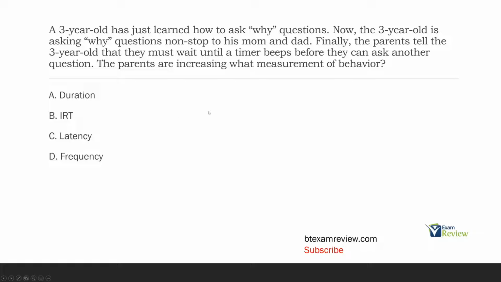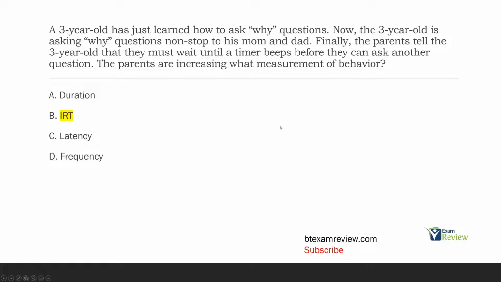They're not looking at latency because latency is from the SD to the first response. In this case, we're looking from response to response to response to response and trying to increase the time in between each of those responses. And of course, like we said, frequency, we're not trying to increase frequency, we're trying to decrease frequency. So the parents are increasing what measurement of behavior? Inter-response time.